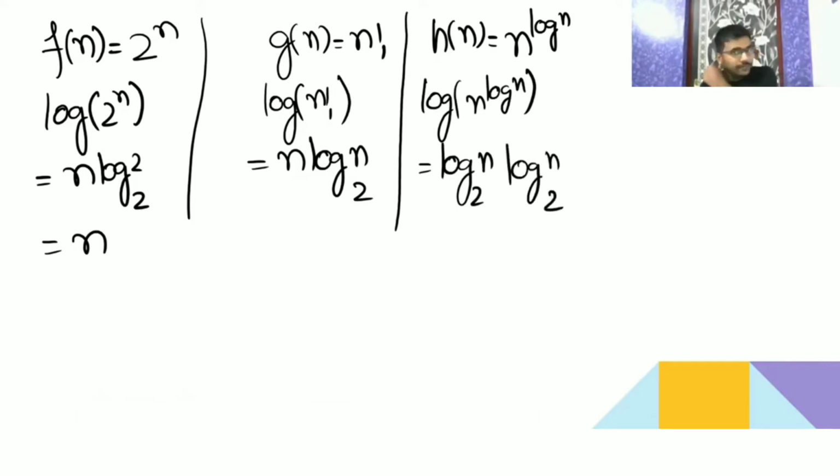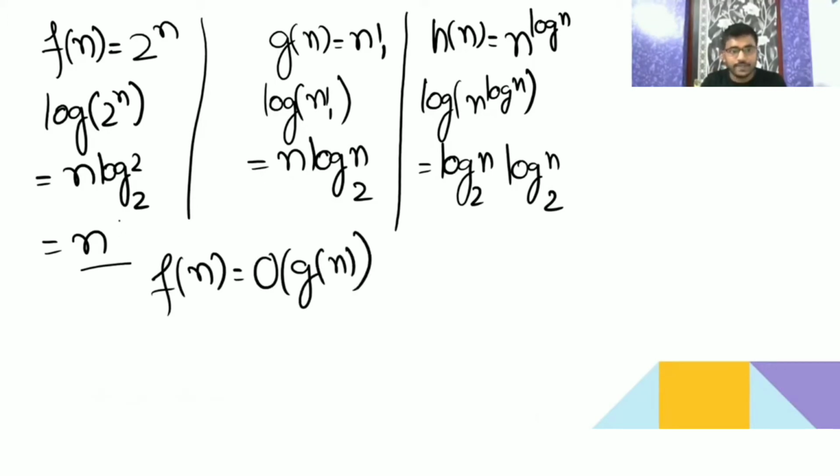So see here, now can I say that Fn is big O of Gn? This is smaller than Gn. Fn is equal to big O of Gn. Then this is greater than this one, so Hn is smaller than Fn.